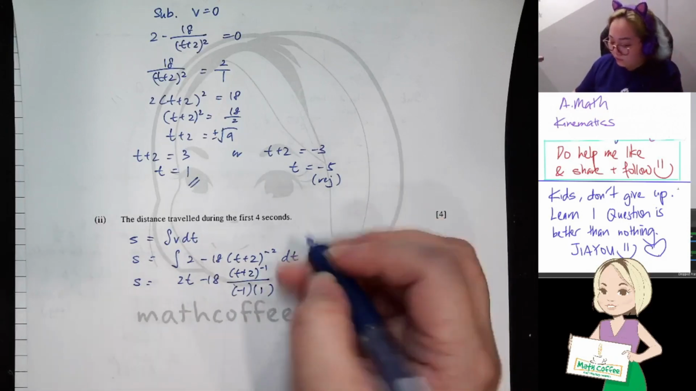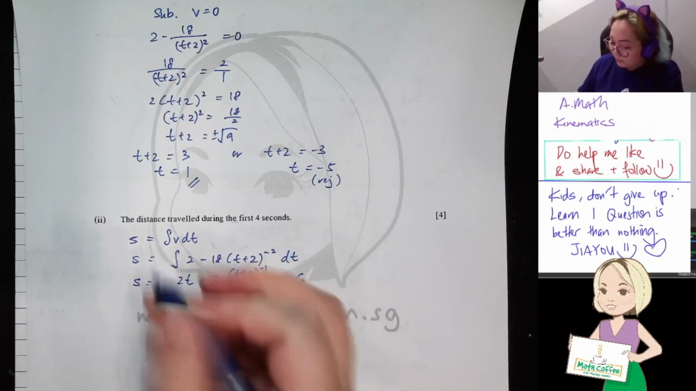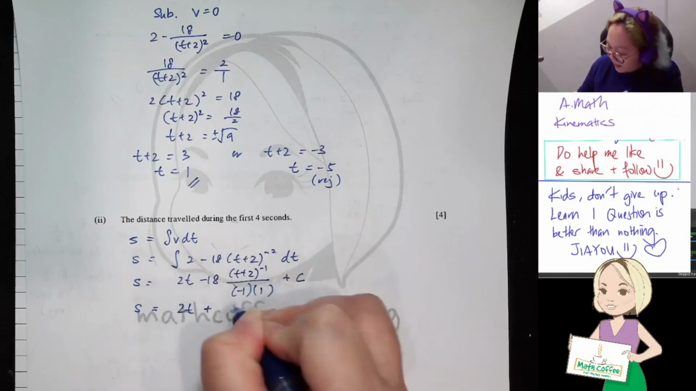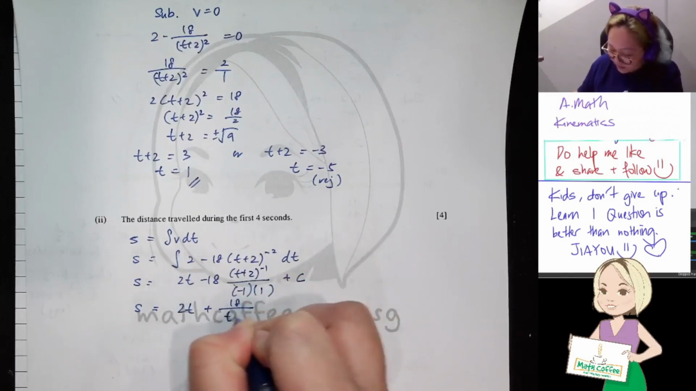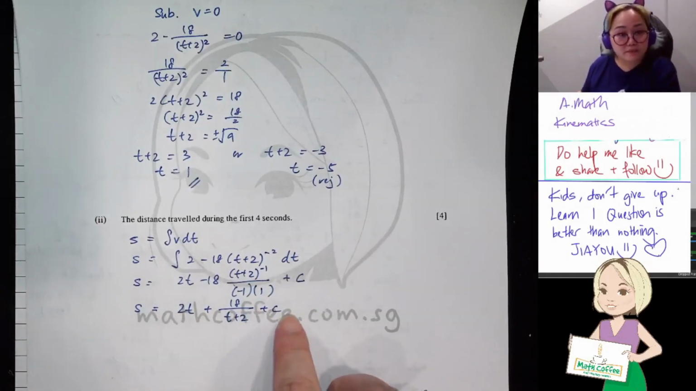And then after that, don't forget to put your plus C. So let's simplify this a little bit. S will be equal to (2T plus 18) over (T plus 2) plus C. So how do we solve for C?